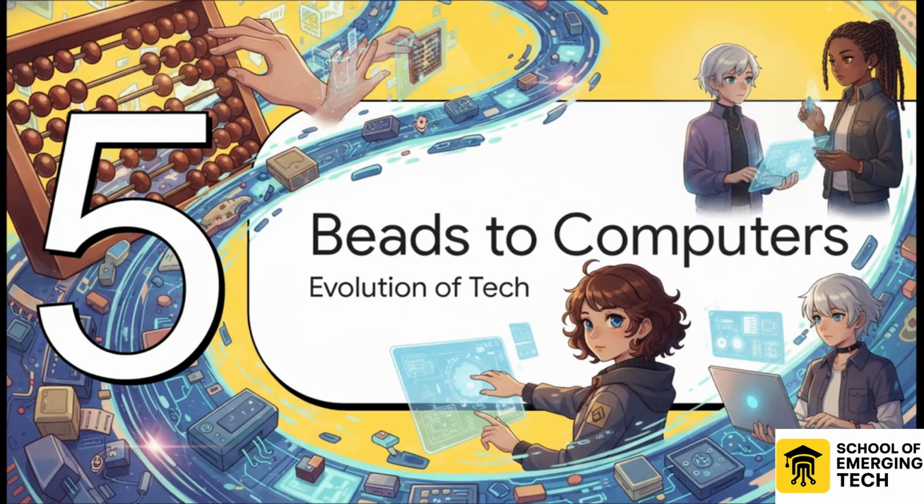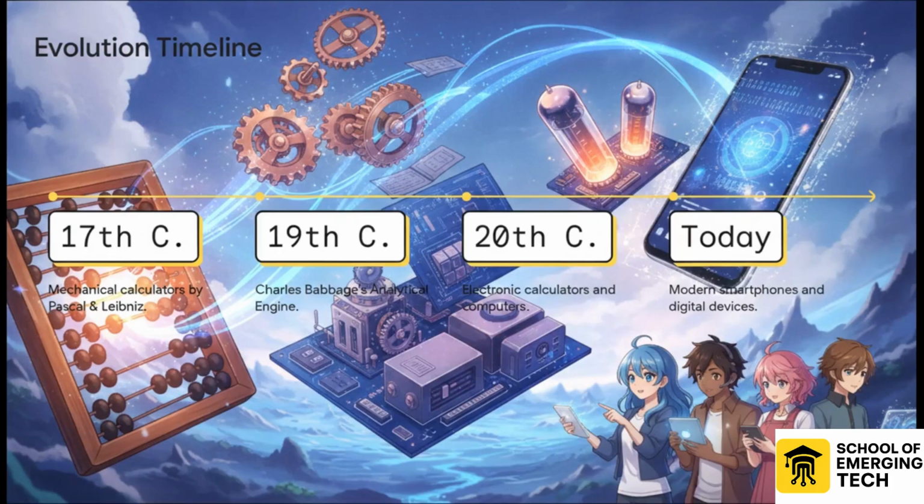Section 5. From beads to computers. Let's move on and see how this builds an evolutionary relay race straight from the abacus to modern devices. The abacus inspired early mechanical calculators like Pascal's calculator and Leibniz's stepped reckoner. Then, in the 19th century, Charles Babbage brought us the analytical engine. Moving into the 20th century, we get electronic calculators and computers, leading us straight into the modern era of today's smartphones.